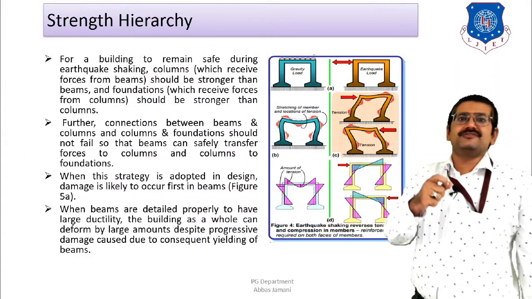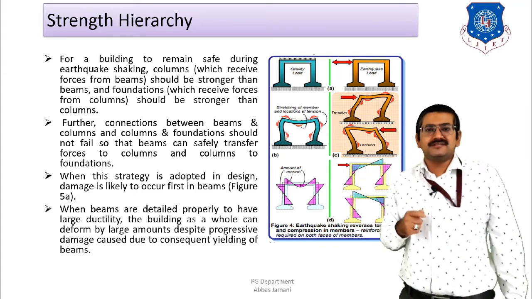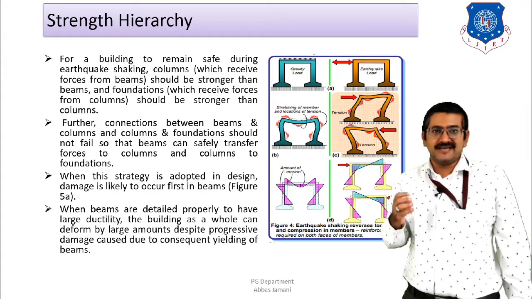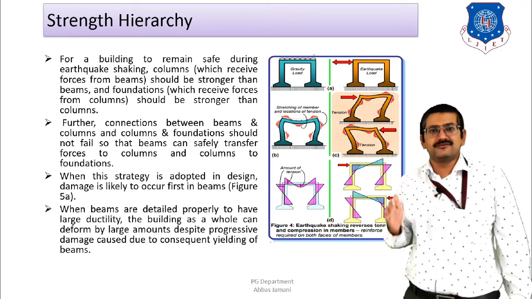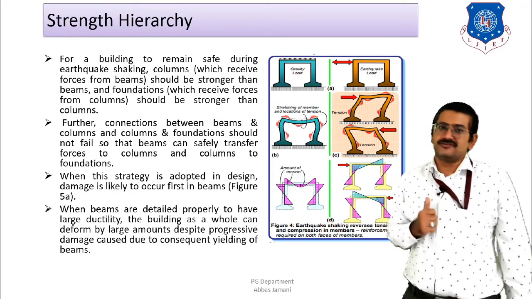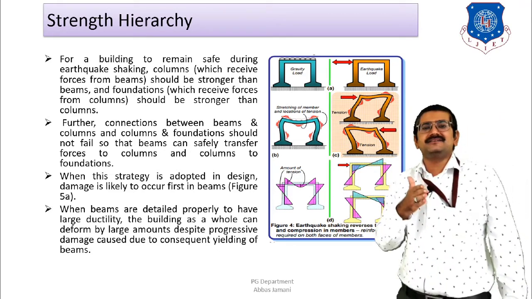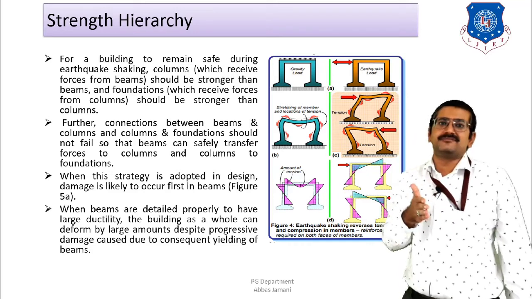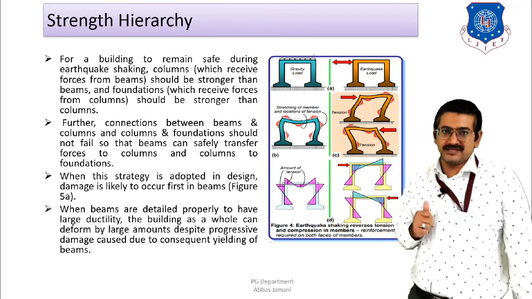Right, now coming to the strength hierarchy: out of these three elements, that is beam, column and slabs, which form the major components for transfer of lateral forces from the top of the building to the bottom, which should be stronger and which should be weaker. But before going to that, let us understand the difference in the behavior of a building when it is subjected to lateral load and when it is subjected to gravitational or vertical load.